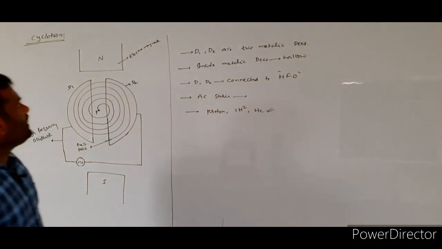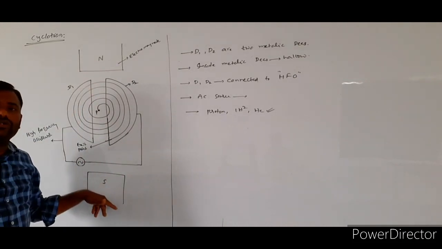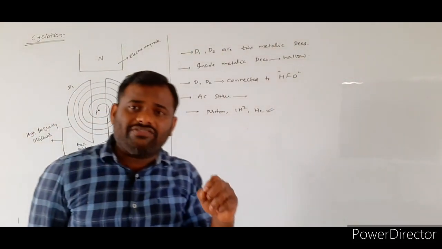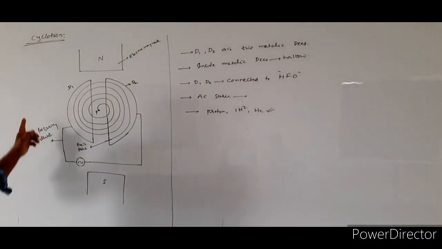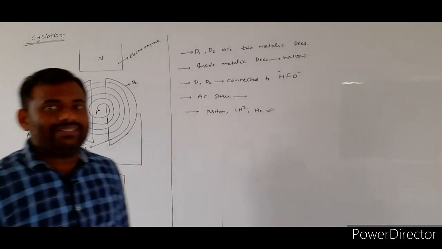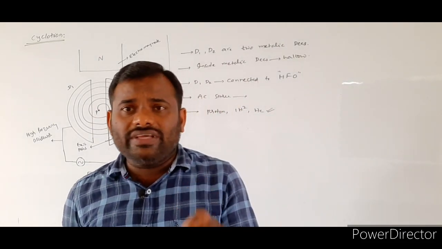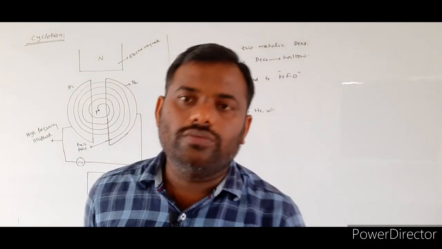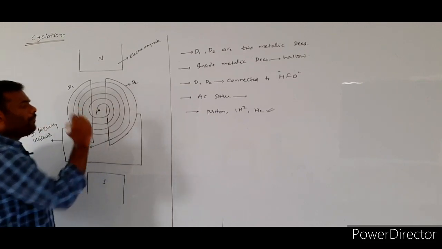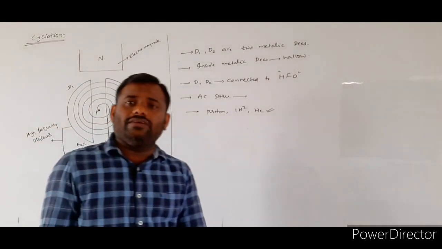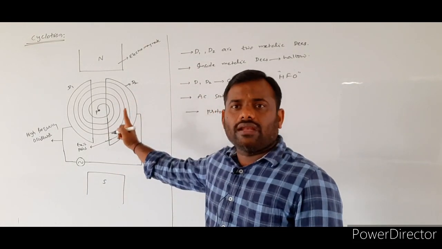Its construction we already explained. It has the north pole and south pole. By using this north and south pole, we are producing an external strong magnetic field, and these D1, D2 are connected to the high frequency oscillator. By using the high frequency oscillator, we also produce the electric field in between the Ds, D1 and D2. Now, I am assuming that at the point P, a positively charged particle was placed.